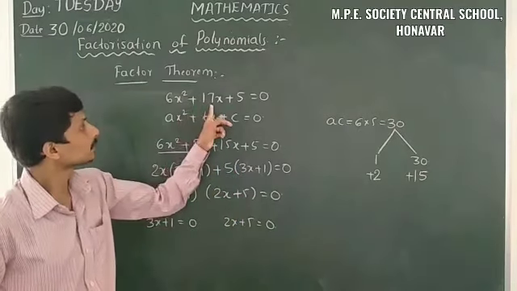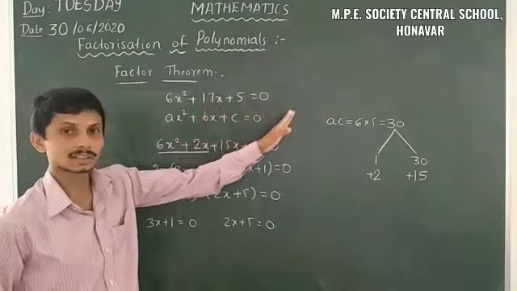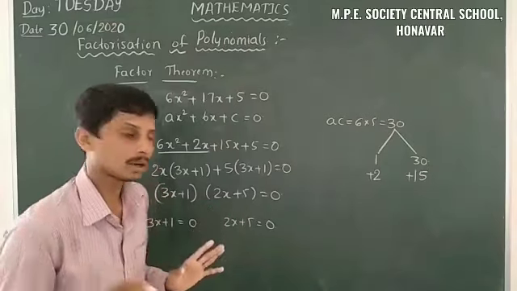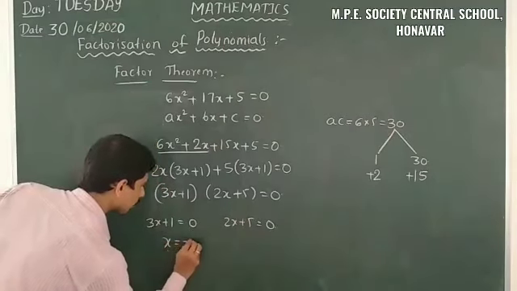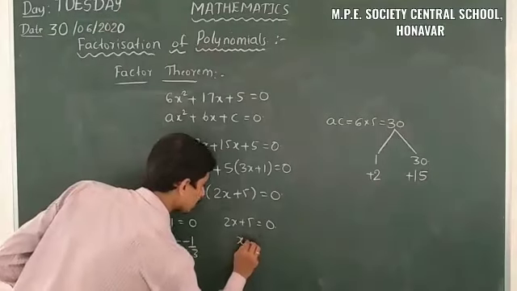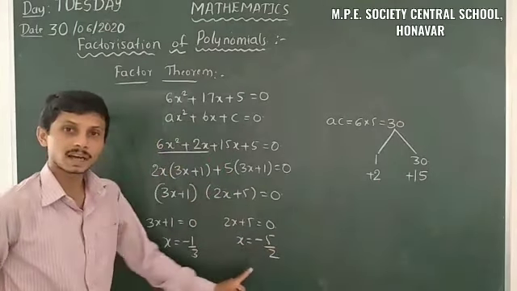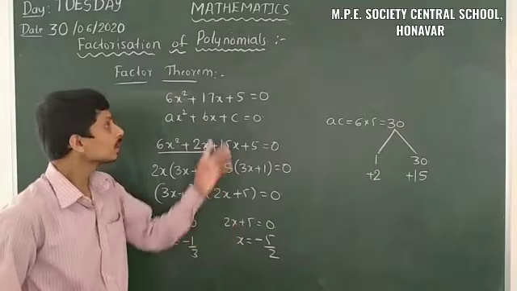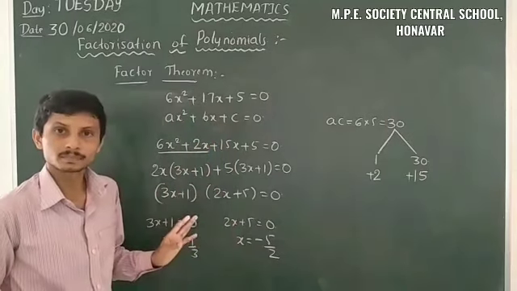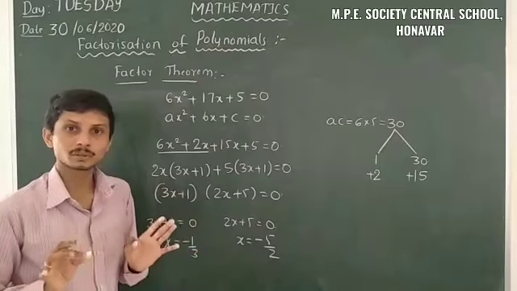It is 6x² + 17x + 5 = 0. If we take the value of x here, it will become the zero of the polynomial. That is x = -1/3 and x = -5/2. So both these numbers are the zeros of the given polynomial. So I hope you understood this.